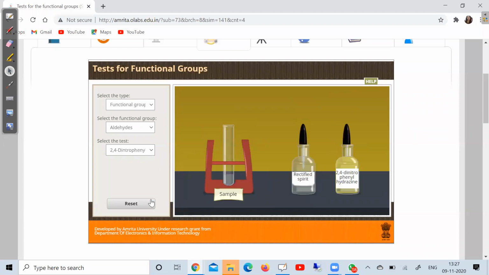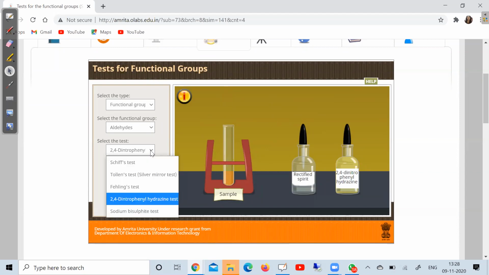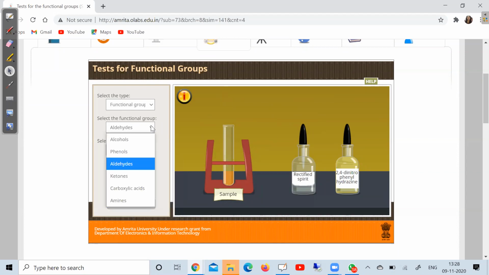Even already you have read the 2,4-DNP test. What is the 2,4-DNP test? It is a test for confirmation of the carbonyl group. Means given by both aldehyde as well as ketone. So what you do over here, you take the sample, add alcohol, basically 2,4-dinitrophenylhydrazine reagent, and then you can see this red color or red precipitate. So this is the confirmation of this, right? So these are the tests for aldehyde.